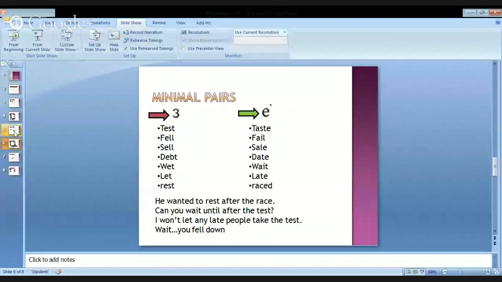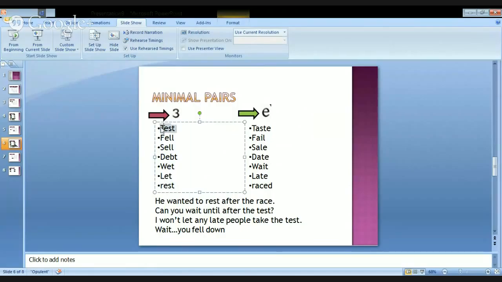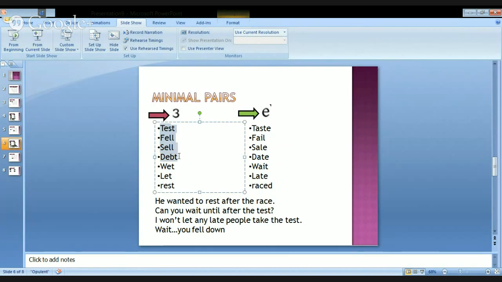So we were talking about the E and the A sound. Okay. Like I said, this is E and this is A. Right. So I want you just to listen for the first part. All right. So this is test, fell, sell, debt, wet, let, rest. Okay. And now you can say them after me.